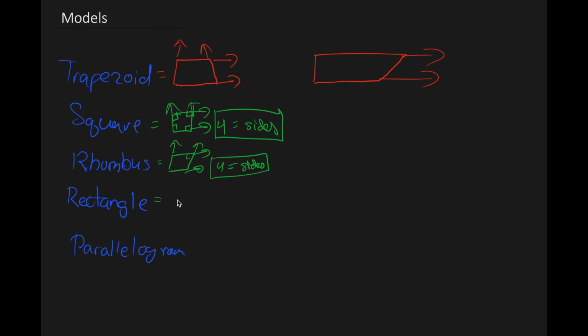Next, we have a rectangle. This one is also kind of like a square. Again, the only difference: this one has right angles, but does not have the 4 equal sides. So that's the distinguishing feature. And then parallelogram: any shape or figure, any polygon that has 2 pairs of parallel sides.